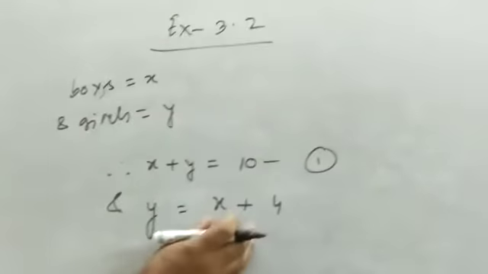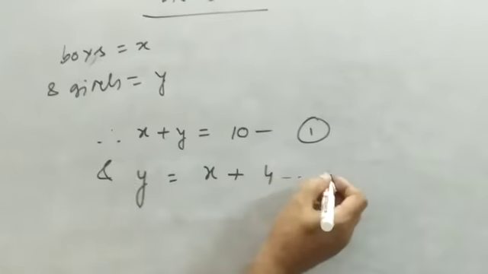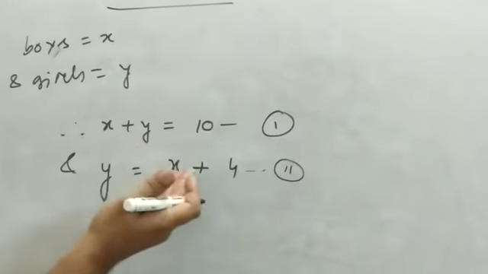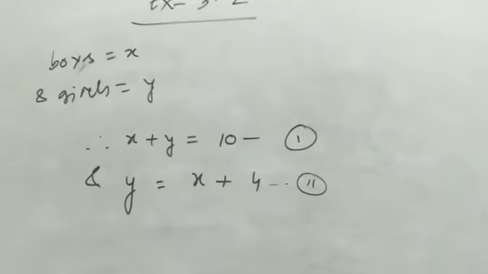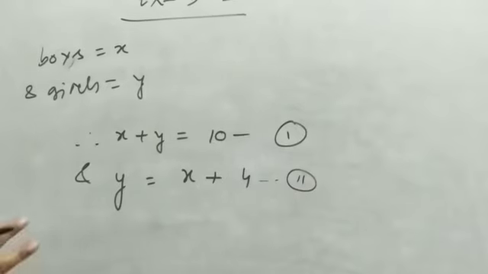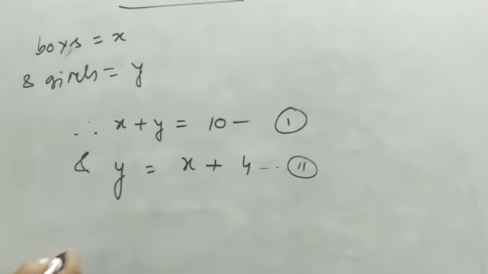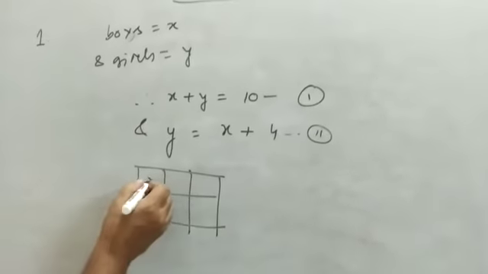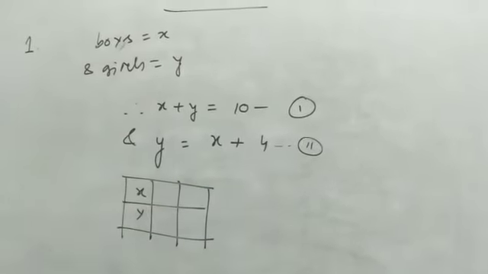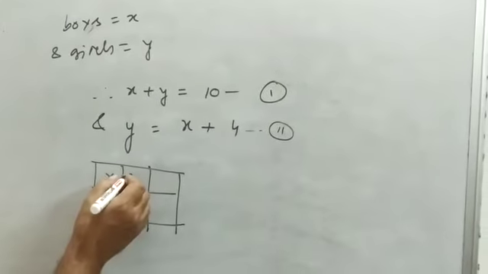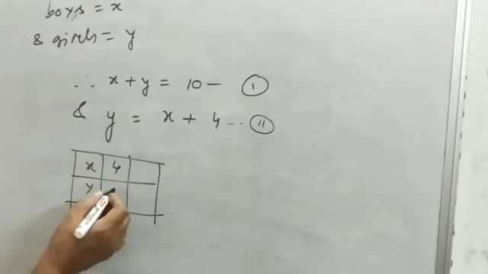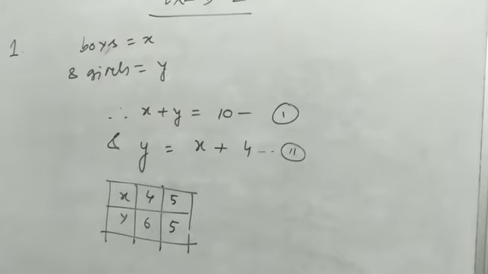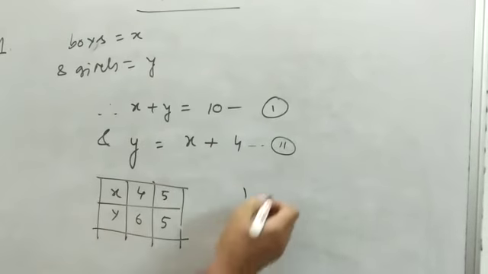Either you can keep it in this form or we can simplify. Suppose this is number 2. We can simplify it also, or from this we can find the solution. Since we have to solve it graphically, we find the solution through two values of x. You can find 3 solutions also, so it is easy. Suppose x is 4, then y is 6, then x is 5, then y is 5. Okay. Now it is for the second equation.